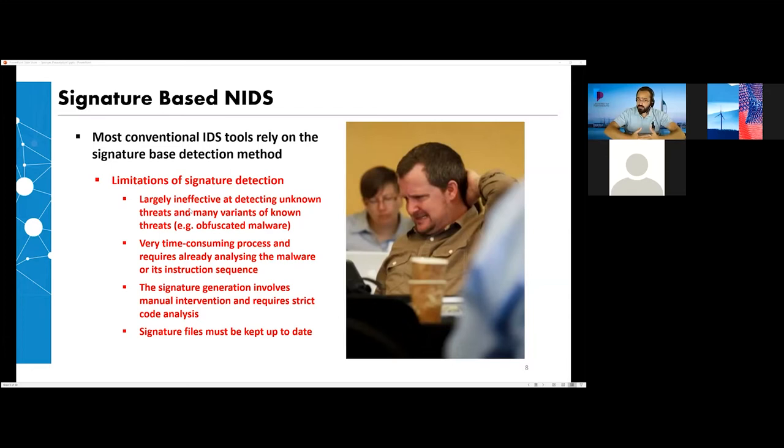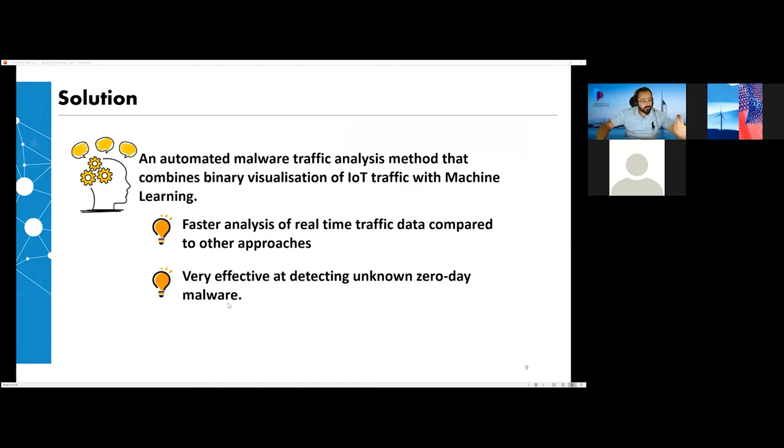So ideally, we need a system that, of course, you need to train. We need to use some machine learning, something that will learn automatically through the process and keep evolving. So that was the solution we came to. We wanted to move beyond signature-based NIDS and be very effective against zero-day malware.